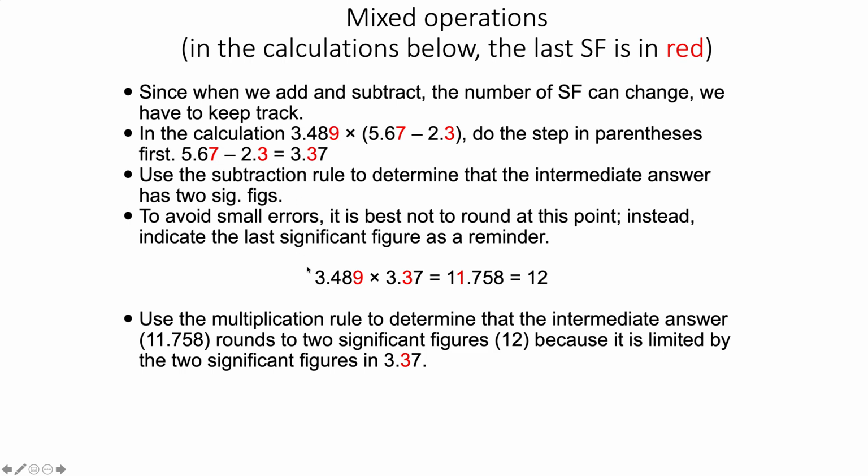So now we're going to take the 3.489 times 3.37. This has 4 sig figs. This only has 2. That means I'm multiplying, dividing. My answer will have 2, right? So I'm putting the last sig fig in red. So that means I'm going to call this 12. And again, 12 is a more correct answer than 11.758, because 11.758 has some bad numbers. These were not measured or guessed. This is my guess. Anything after that, useless.